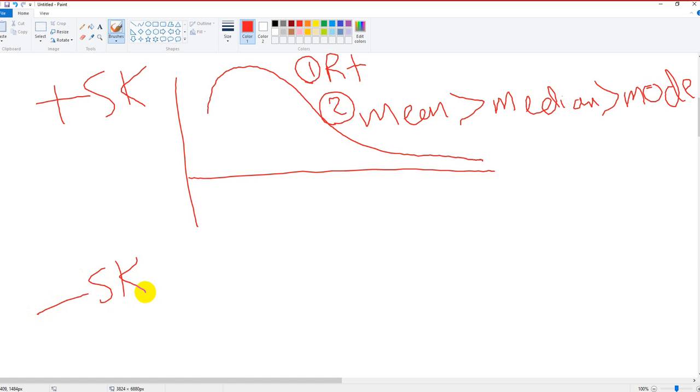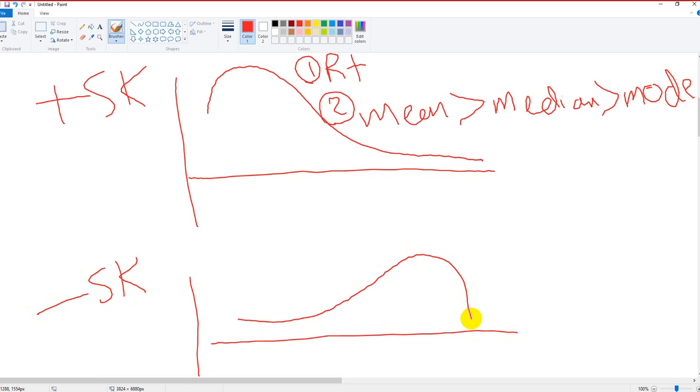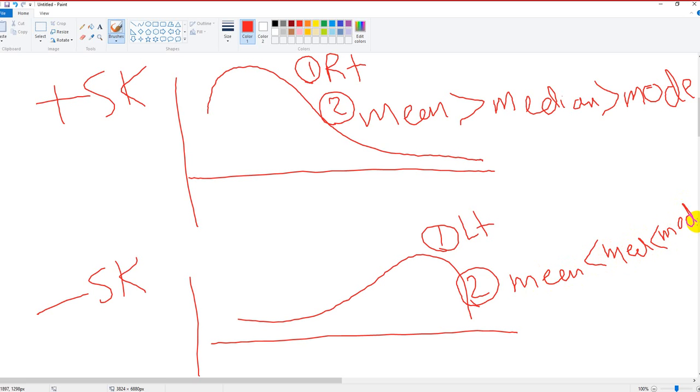Negative skew distribution is on the contrary to this, so you don't need to memorize anything here. Number one, the tail on the left. Number two, the mean is less than the median, less than the mode. You know what the mode is, the most frequent value. The median is in the middle.